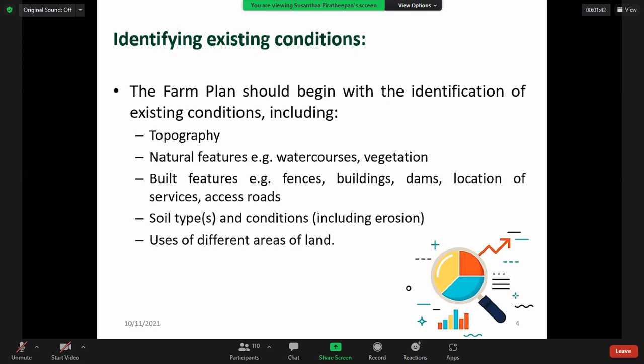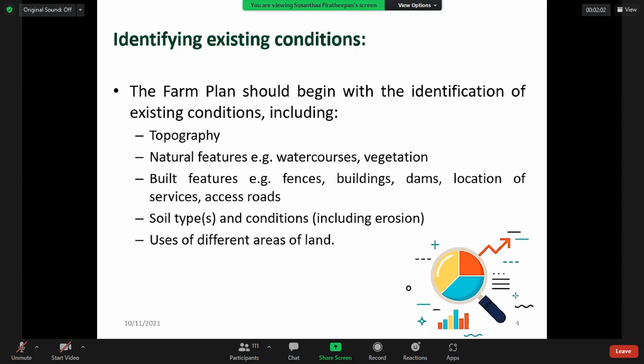And the use of different areas of land. We will have a cattle shed or other animal sheds, and the cultivation area for the grasses and the legumes. We want to make sure which land can be used for which separate purpose.